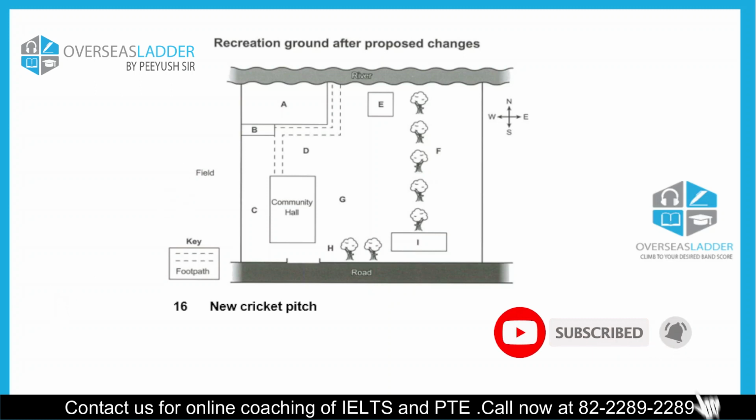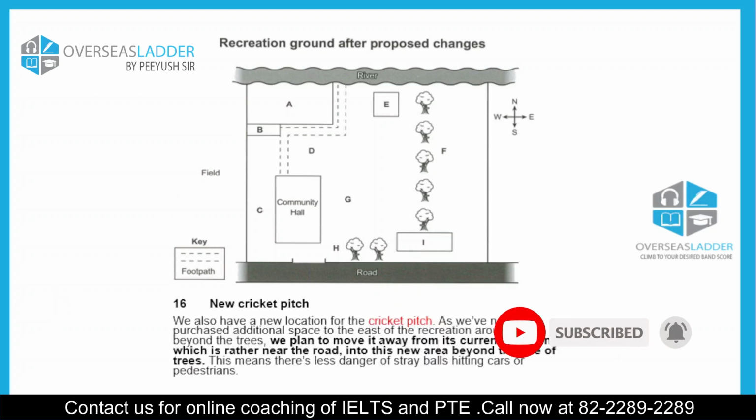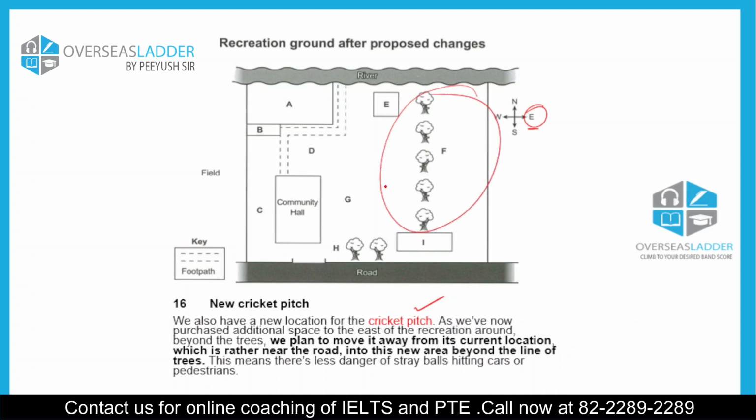Okay, so let's see what the examiner talked about. It says we also have a new location for the cricket pitch, as we now purchased additional space to the east of the recreation ground, beyond the trees. So this is the direction. It says we have additional space to the east. East would be this direction, right? Beyond the trees. Now, beyond the trees means after the trees, trees के बाद, right?